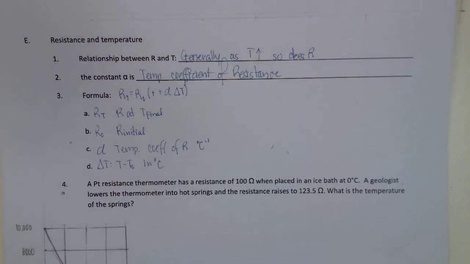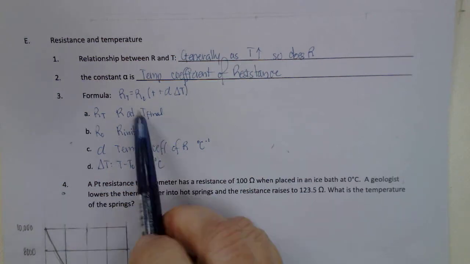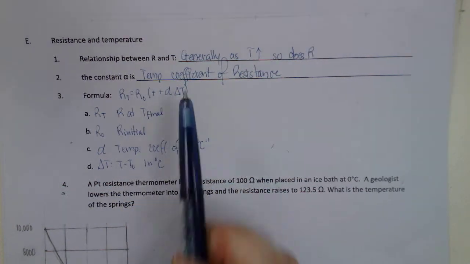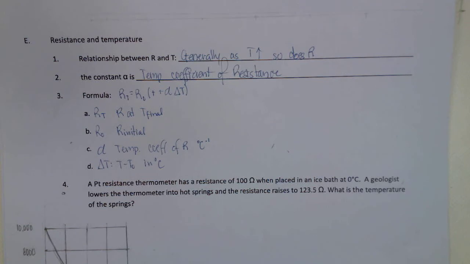So again, what we're doing here is looking at the effects of changing temperature on the resistance of a circuit. Interestingly, this can be used practically, because if I know how much the resistance changes, I can also work backwards and find the temperature. That is called a resistance thermometer, and that's what we'll be talking about in this next piece.